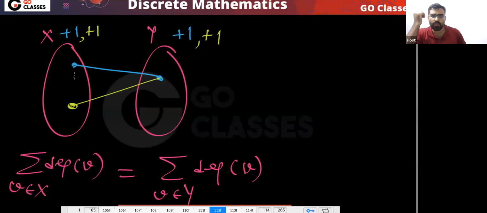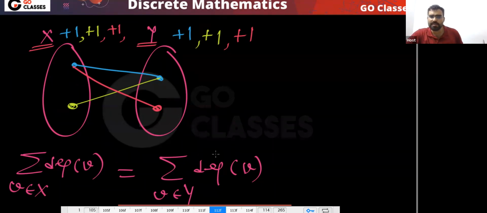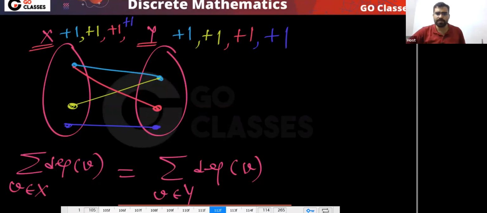Whatever edge you put, degree of this will go +1, degree of this will go +1. So because of every edge, total degree of X will increase by +1 and total degree of Y will increase by +1. So the total degree will be same, yes or no? If I put this edge, then the total degree here will increase +1 and the total degree here also will increase +1. So very simple idea.